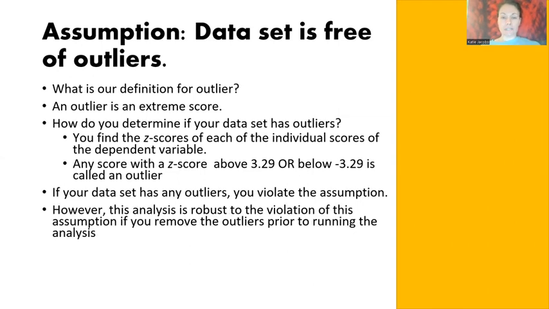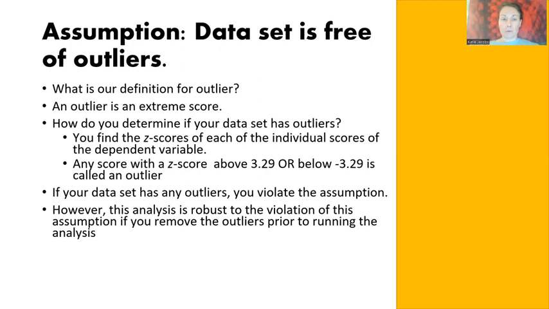However, the one sample z-test is robust to the violation of this assumption if we remove the outliers prior to running our analysis. So what this means is if we have a data set and we go through and calculate all of the z-scores for each of our x values, if we see a z-score of 3.29 or bigger, or negative 3.29 or smaller, that's an outlier.